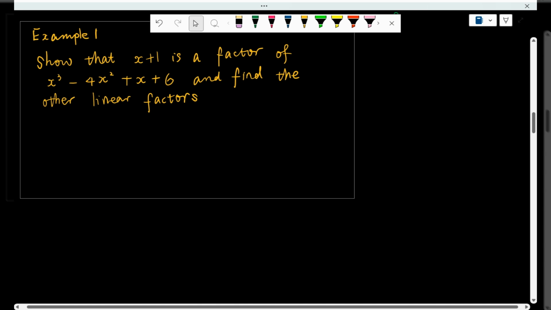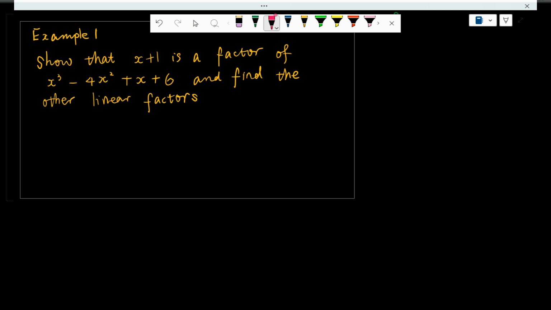To use the factor theorem to solve example 1, it tells us x plus 1 is a factor of the polynomial. Now we can let this one be p of x. So we are going to show x plus 1 is a factor. Now how can we do that?